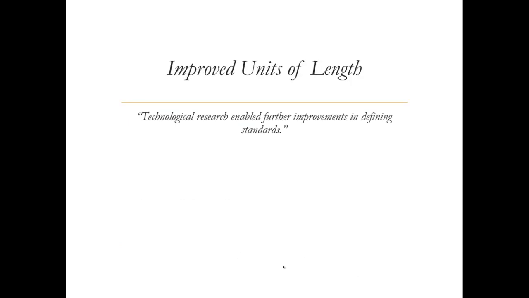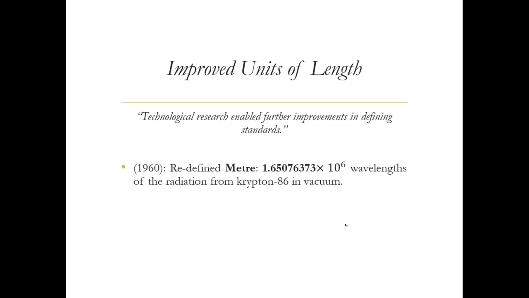So the technological research now enabled further improvements in defining these standards. We were able to measure various other parameters using basic physics and chemistry. So in 1960 the meter was redefined as 1.65 × 10⁶ wavelengths of the radiation from krypton 86 in vacuum. This is actually an inert element, and this was used to define the meter.